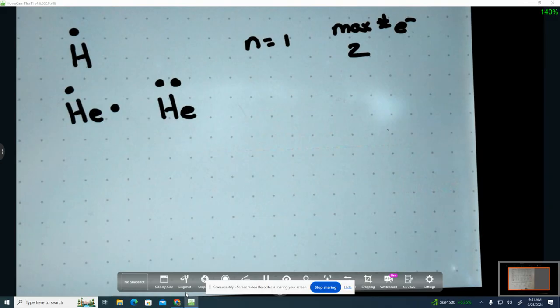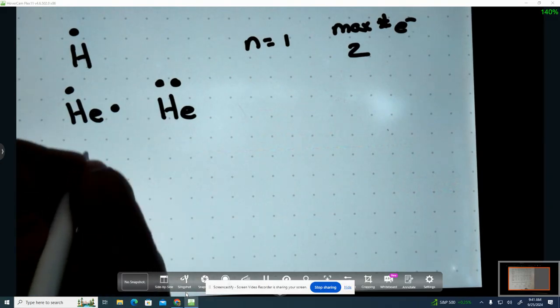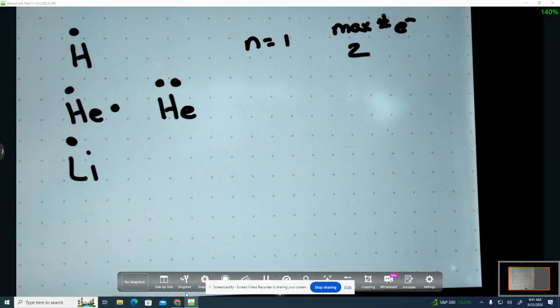Okay? If you look at lithium, lithium has 1 valence electron. It's in the first column.